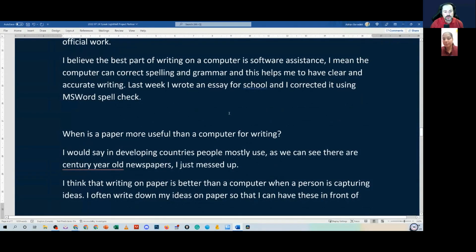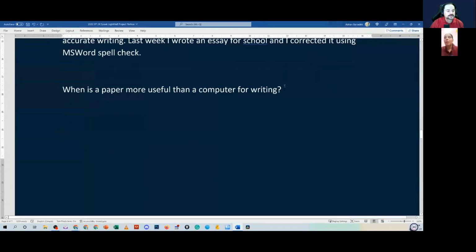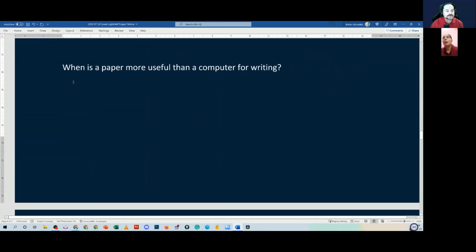When is a paper more useful than a computer for writing? Paper is more useful in those situations where there is no electricity, you have power cuts. So at that time, the only solution for your problem is the paper and the pen.